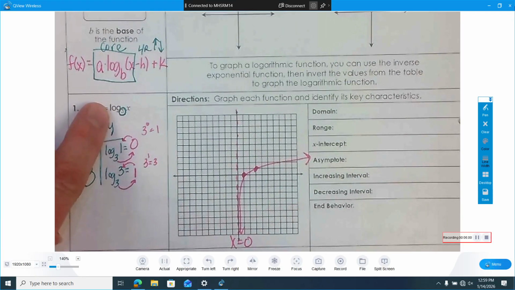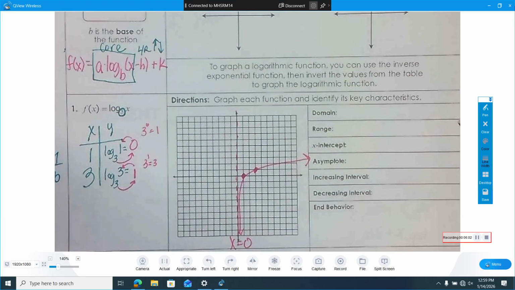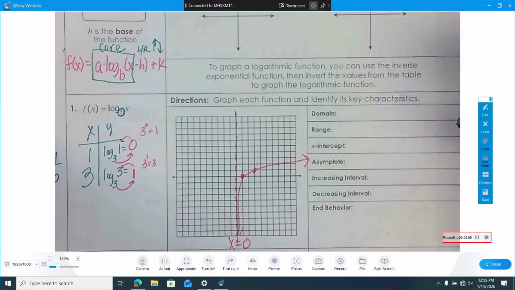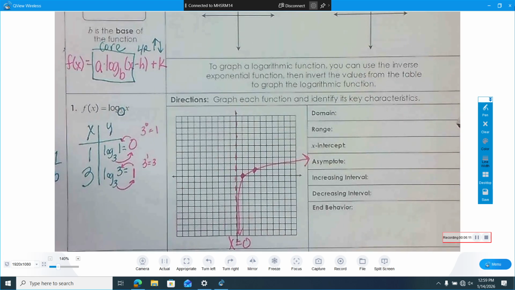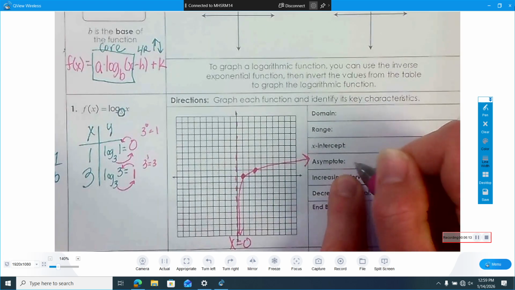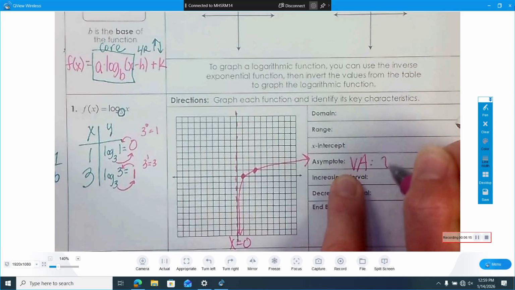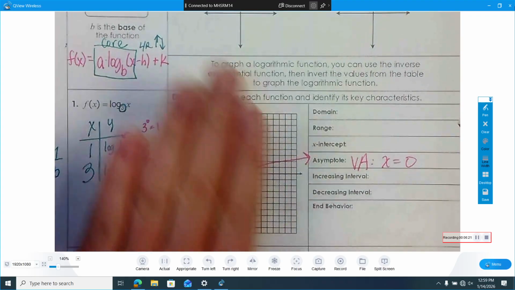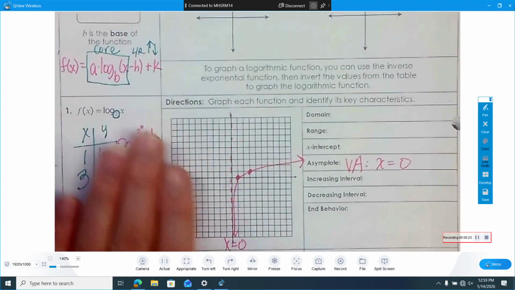What would happen if there was a negative in front of this log ride? It flips vertically. So then it'd be going down, down, down, and okay? So keep that in mind. So this has an asymptote, a vertical asymptote at x equals 0. Very important, we have a vertical asymptote. And you'll notice there's nothing over here in negative land.